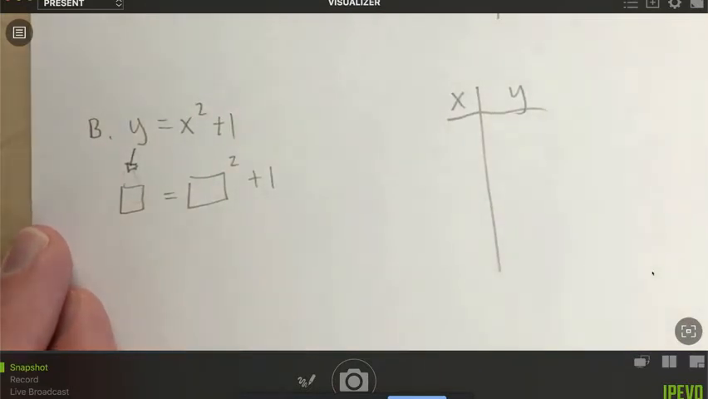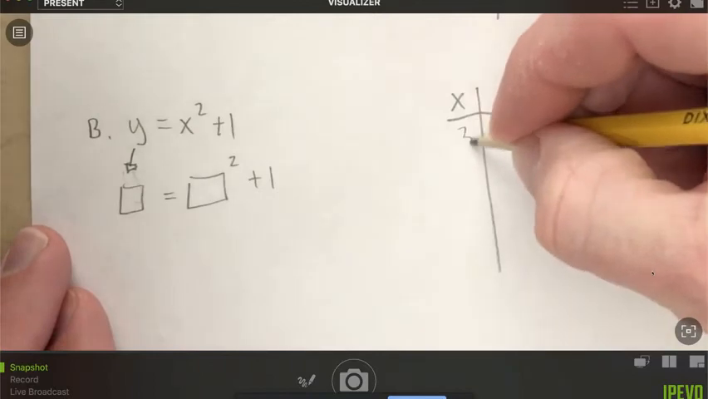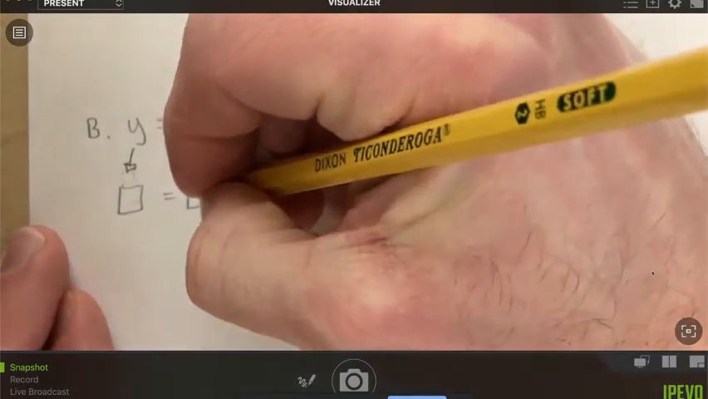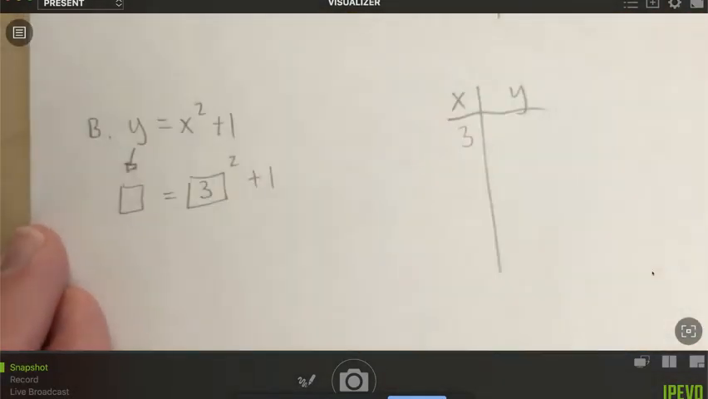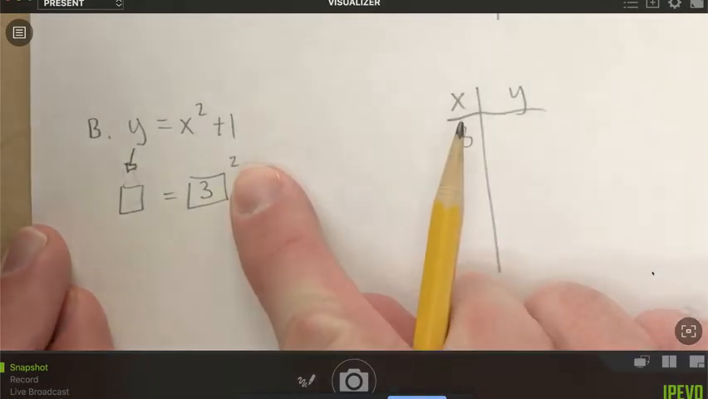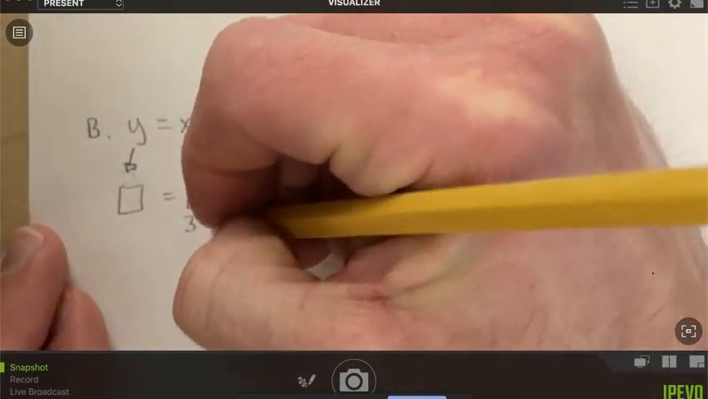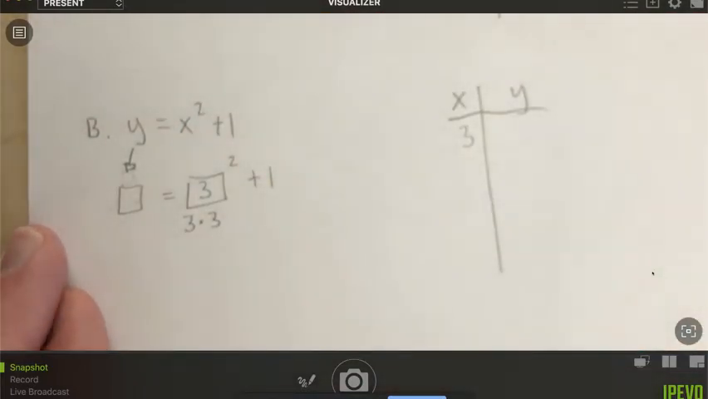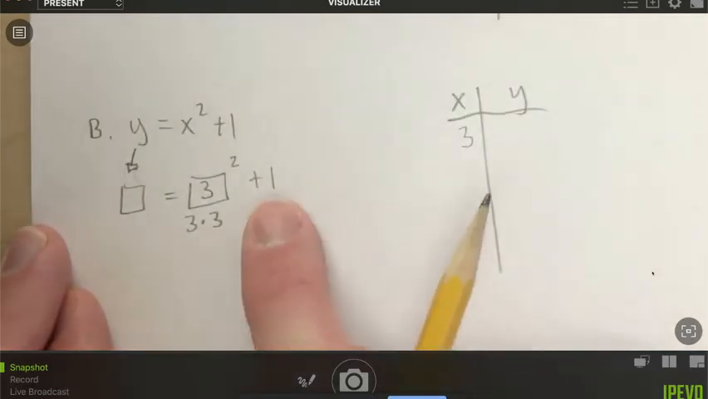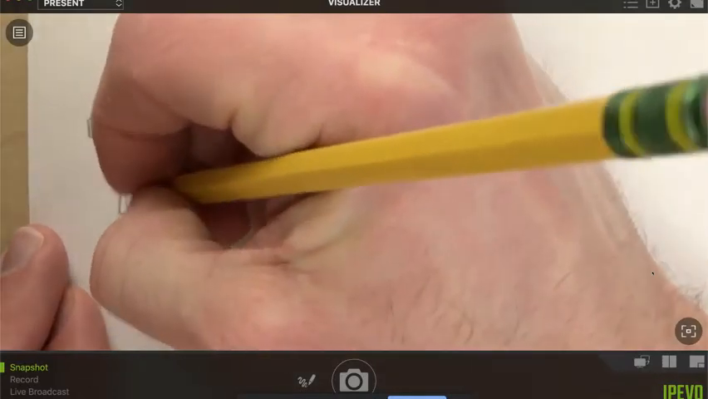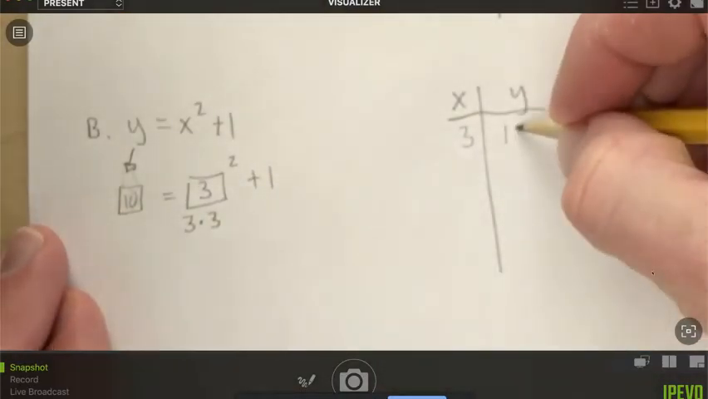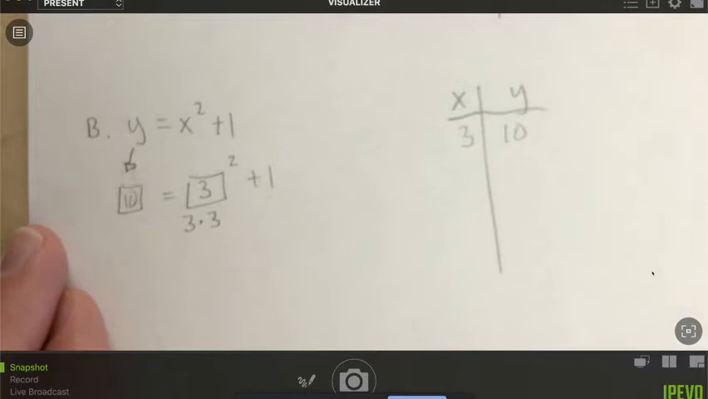So let's say x is 3. The important thing to remember is what an exponent of 2 means. So 3 to the second power, remember, actually means 3 times 3. So it's whatever number is in that box there times itself. So 3 times 3 is 9, plus 1 is 10, and so y would have to be 10 in this case. So 3, 10 would be one of my combos.